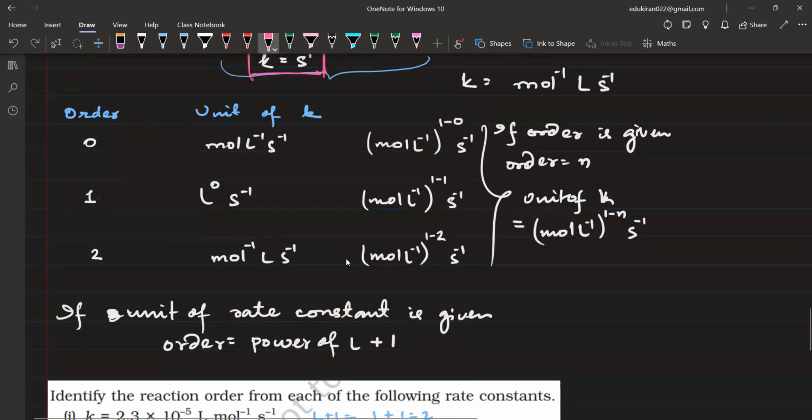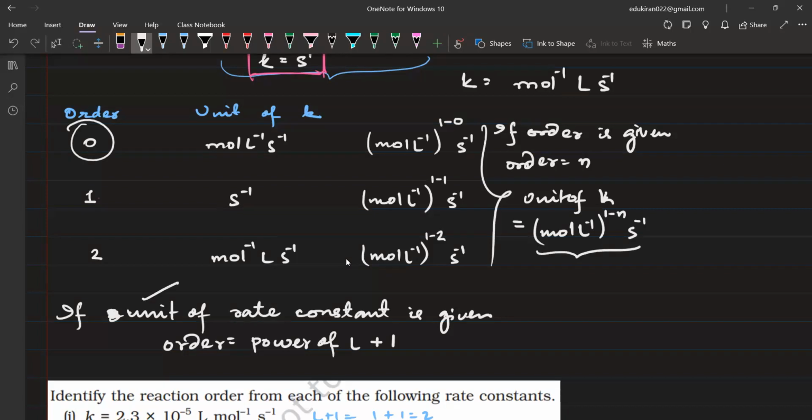When you have zero order, it is moles per liter per second. So we can generalize. We can write it as moles per liter to the power 1 minus 0, second inverse. When you have order as 1, then it is second inverse, so I can write moles per liter to the power 1 minus 1, second inverse. When it is 2, mole inverse liter second inverse, so I can write it as 1 minus 2. So this is the general formula. If you have been given the order, this is how to write the unit of K. If order is equal to n, then the unit of K is equal to moles per liter to the power 1 minus n, second inverse.